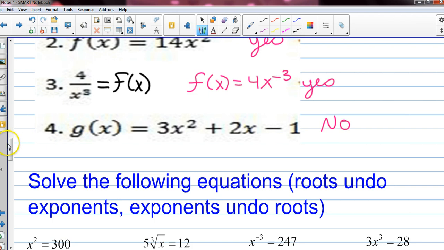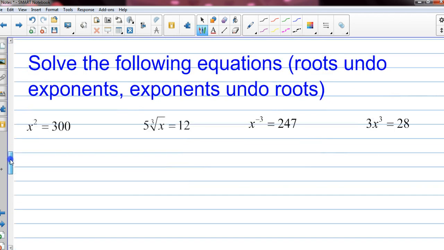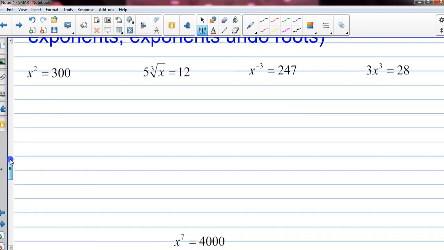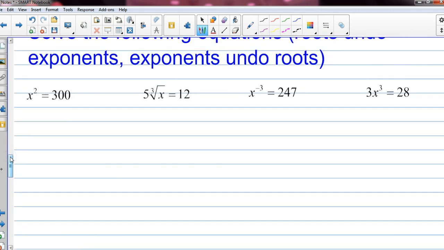So the biggest thing with power functions is solving the following equations. What you need to know is roots undo exponents and exponents undo roots. Another important thing you need to know is if you take an even root, you must put a plus or minus every time you take the even root.